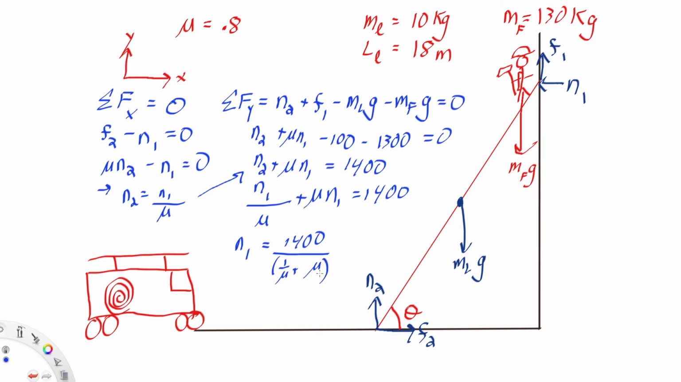So mu is 0.8. So 1 over 0.8 plus 0.8, that's 2.05. 1,400 divided by 2.05 is about 680. Which then tells us that N2 has got to be 850.